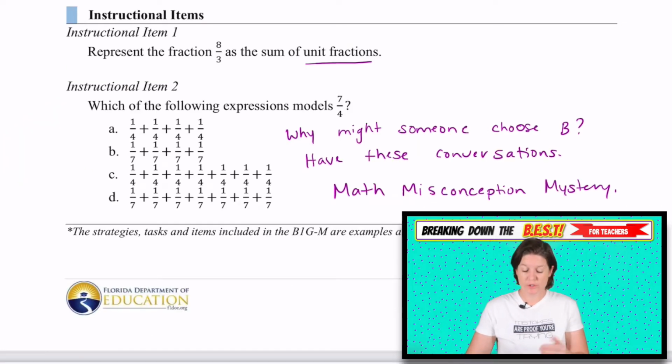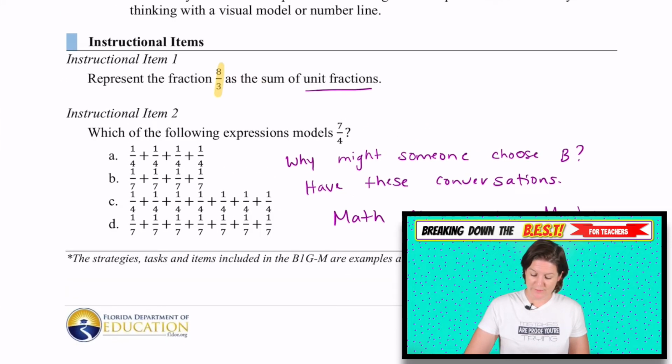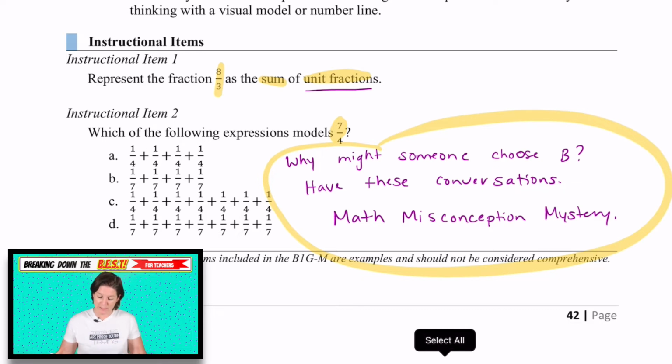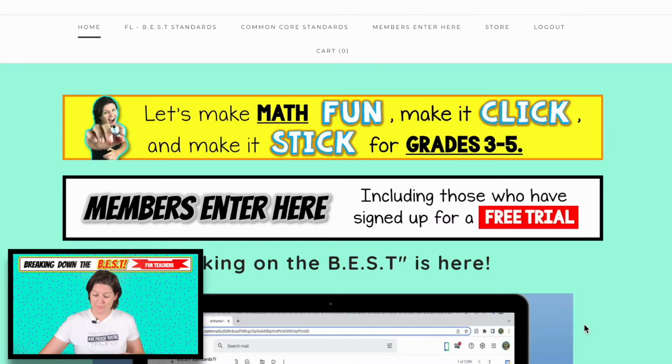And here are some instructional items so you can see the standard in action. This one says represent the fraction 8/3 as a sum of unit fractions, which means we're adding. And then here, same kind of thing with 7/4. We have to be thinking about why might someone choose an example like B? Why might they choose another example? Have conversations with this. This is why I've embedded Math Misconception Mystery into this silver plan that we'll get to, because it really highlights errors that students will make and presents it in a fun way for them to analyze those errors. So let's go ahead and talk about what you have access to.